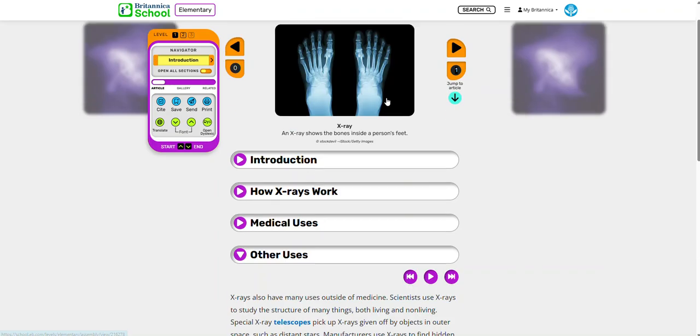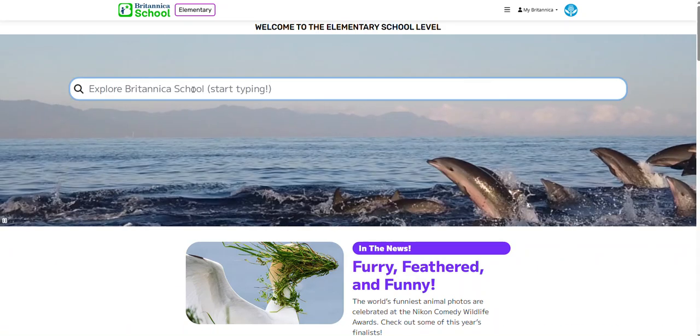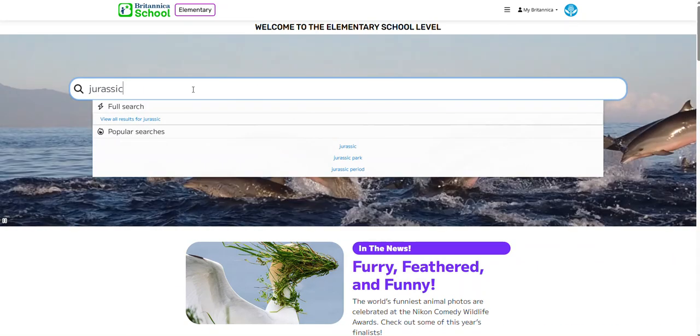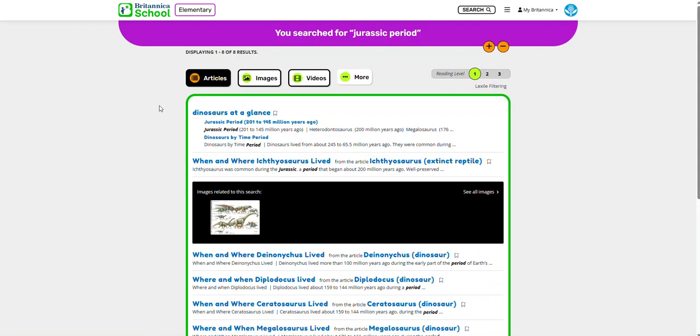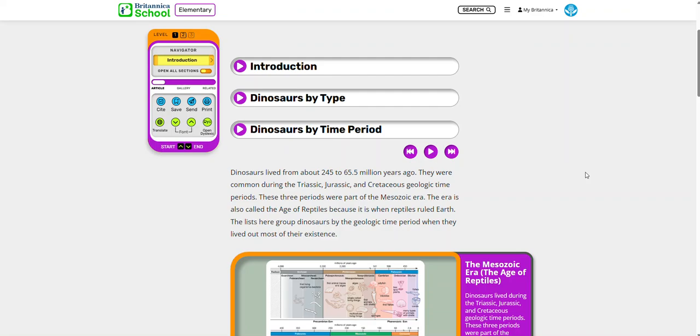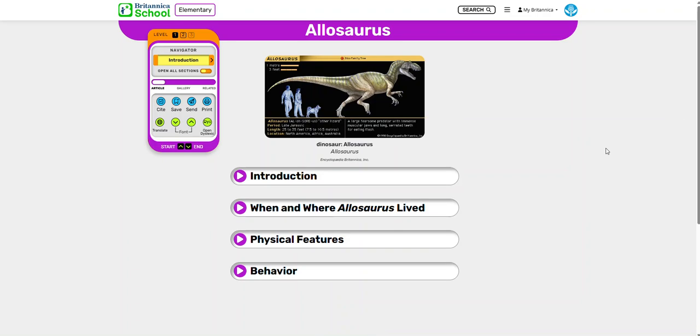So let's look for another topic. Let's go back to elementary, and let's look for the Jurassic period. If I look at Jurassic period here, this is a period that covered 50 million years. And I'm not really seeing any information, just dinosaurs that lived in that period. So this topic is, again, too broad. Let's narrow it down to the Allosaurus.